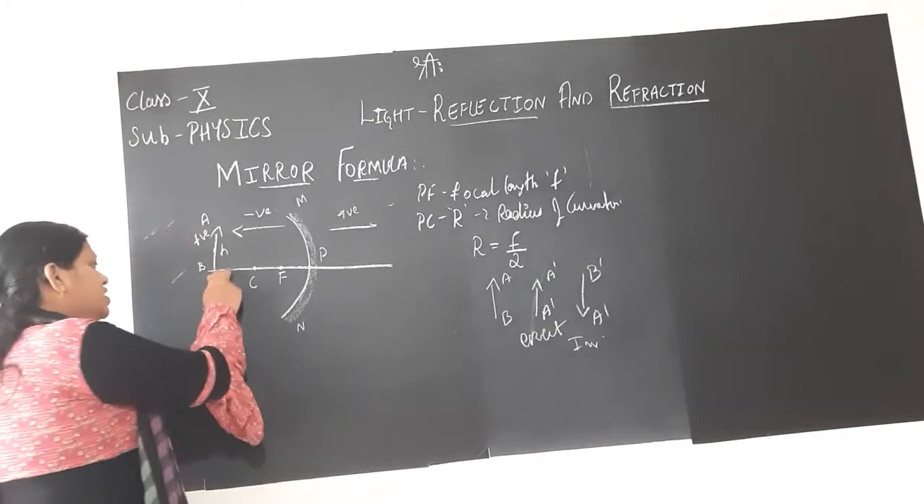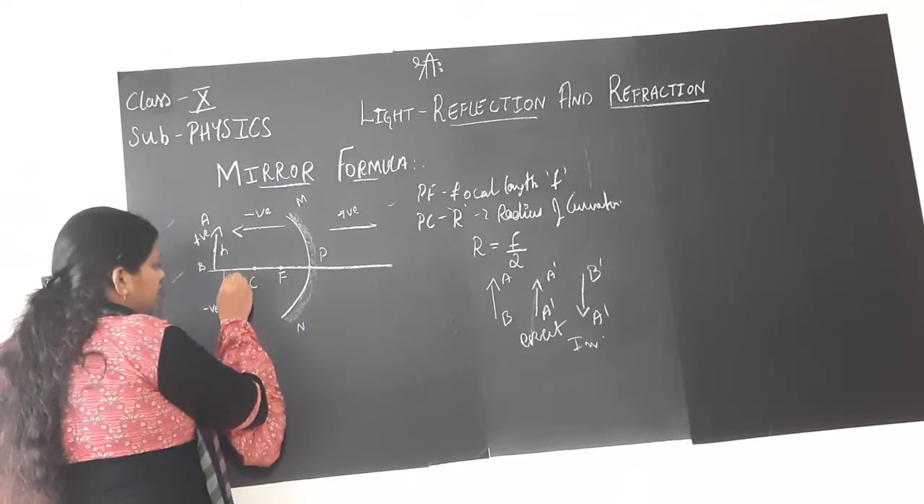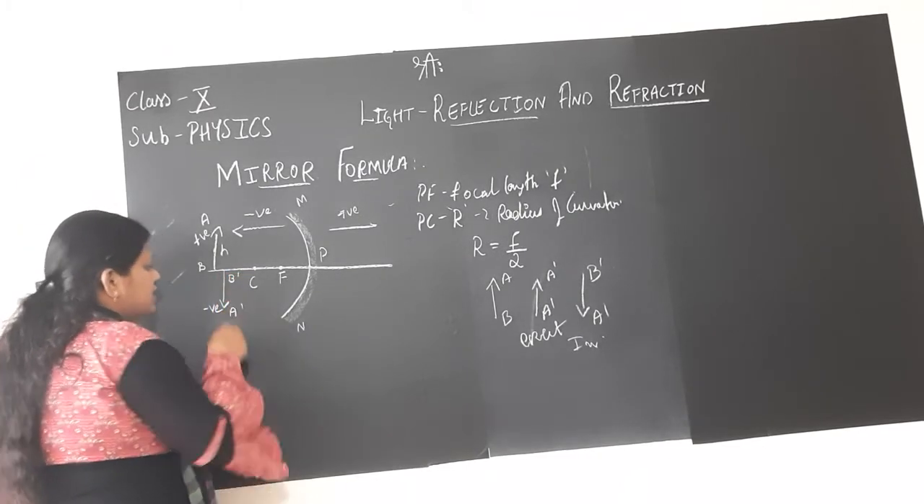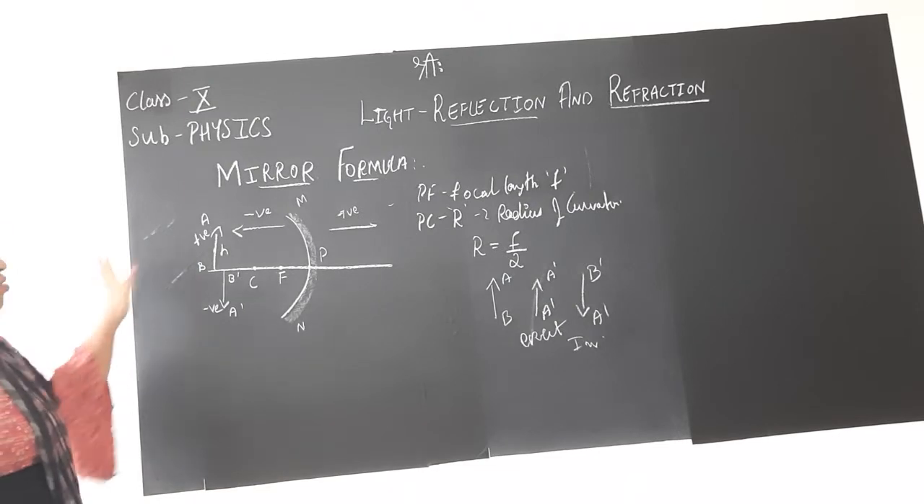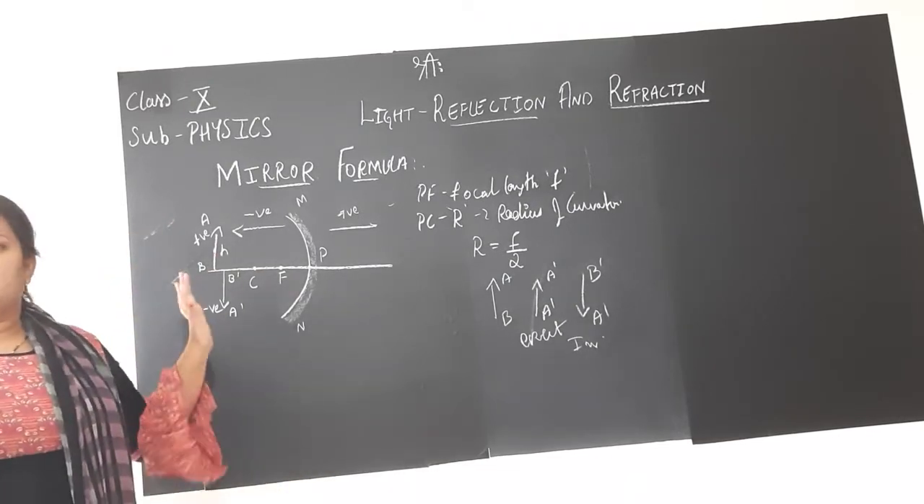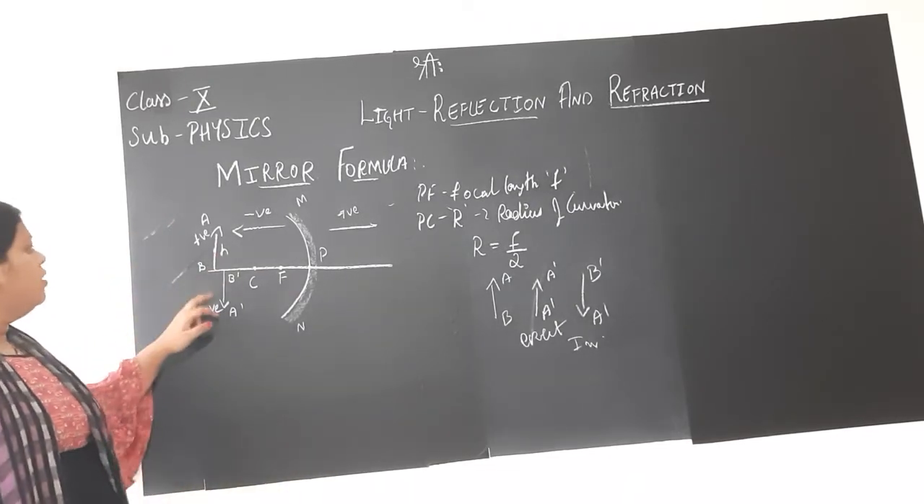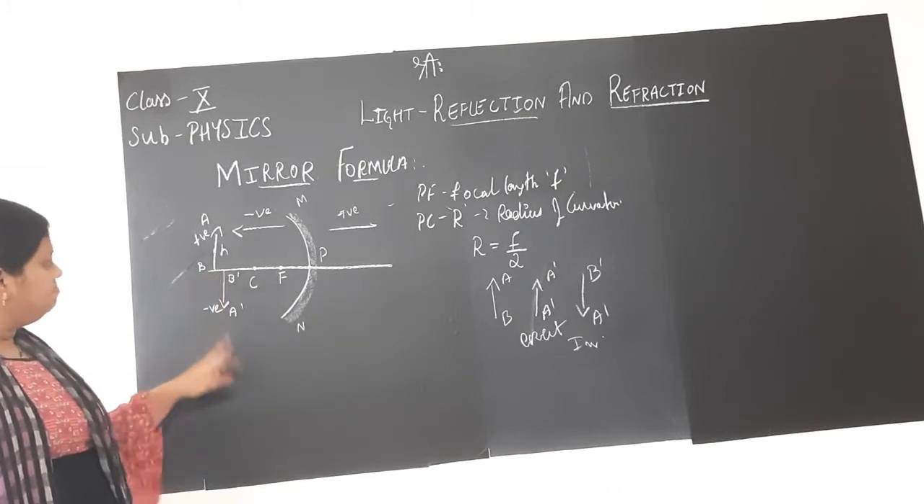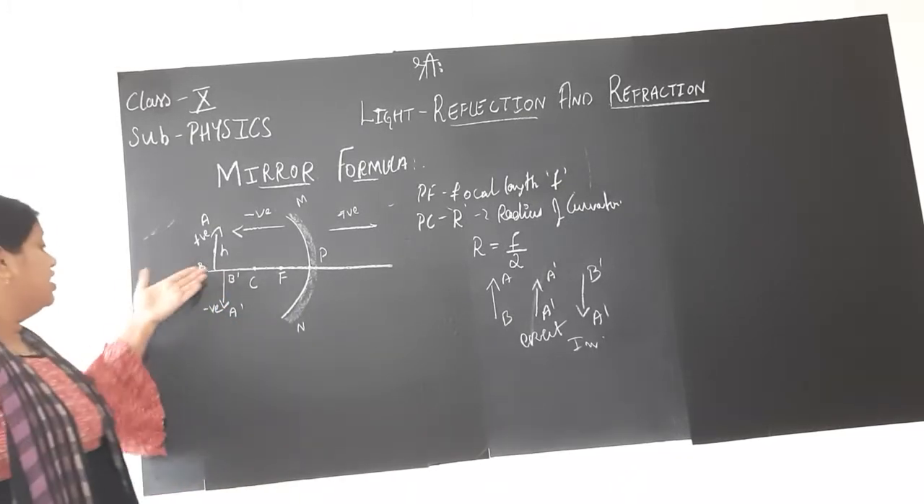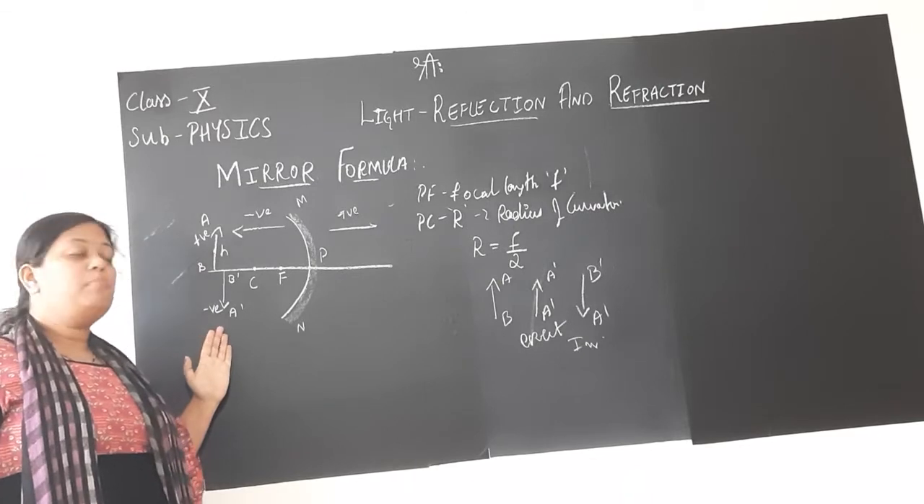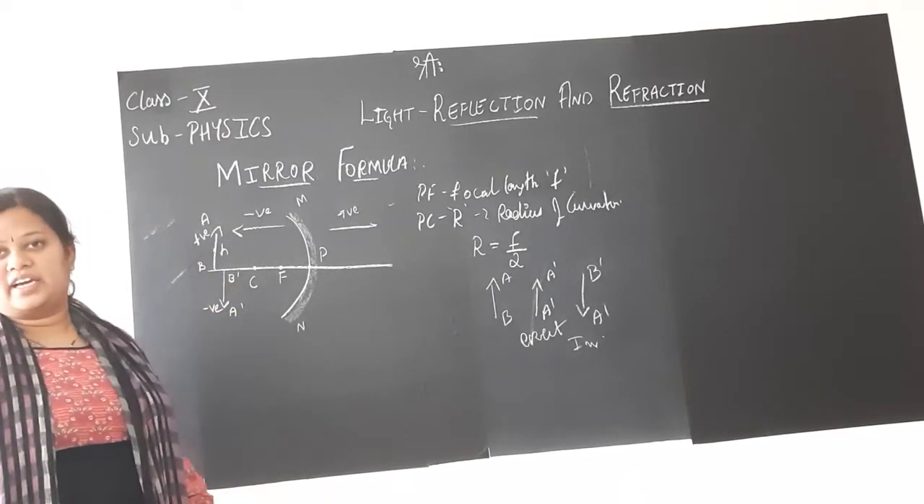And the image, if at all we think the inverted image is formed here, then we should label this as B dash A dash, isn't it? Like this only we will understand. So, the inverted image, when it is formed, we label it as B dash A dash, isn't it?